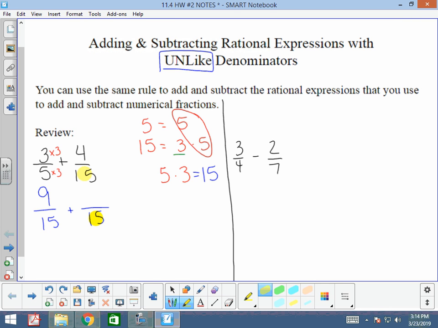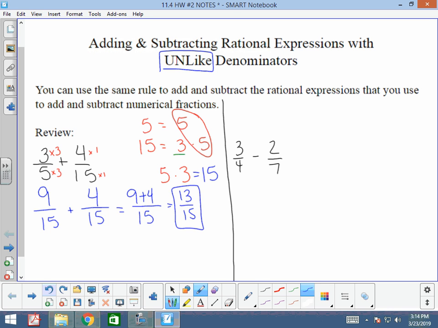Same thing over here. 15 times what number is 15? Well, that's already the same because when you multiply by 1, you get 15. So we're going to multiply the 4 times 1. So this fraction doesn't change. Now that we have common denominators, we're going to do like we did on the other video. Keep the denominators the same and add the numerators. So that's 13 over 15. So this is just a little review of adding numerical fractions.